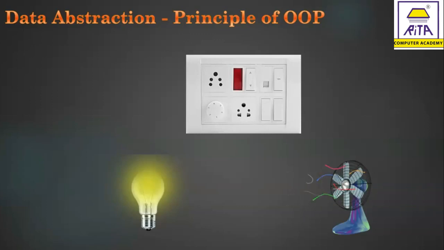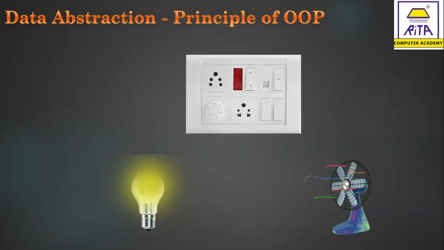Similarly, in the object-oriented programming approach, only the essential information about the data is known to the outside world. The background details or the implementation of code are hidden in order to reduce the complexity. This act of representing only the essential features to the outside world without knowing the background details is called data abstraction. For example, a program can make a call to the sqrt function to calculate the square root of a number without knowing the algorithm of the function.